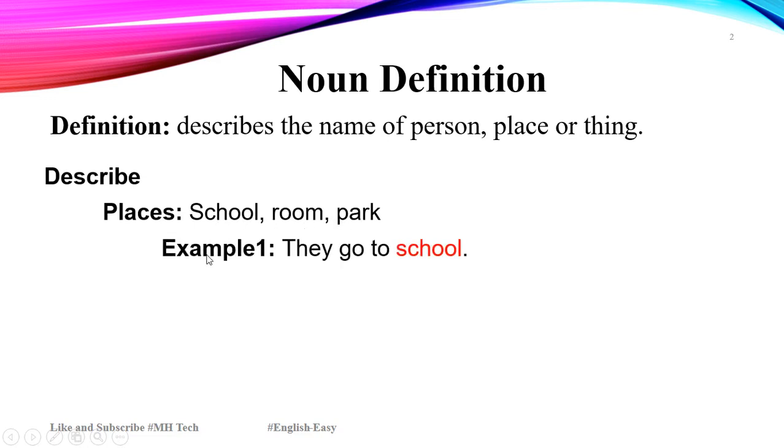And you can see here an example. They go to school. School here is the name for the place. It is used for the place, school here.